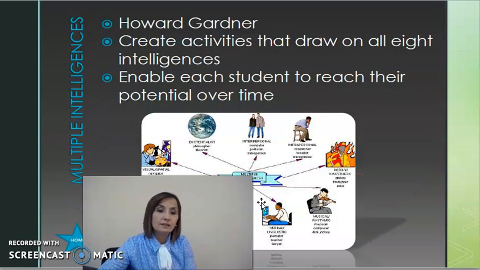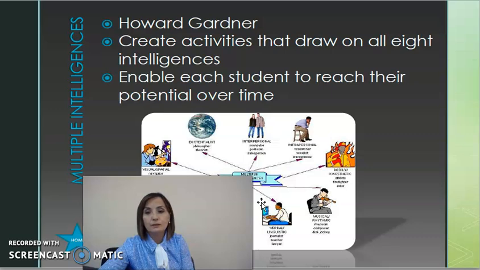The next one, multiple intelligence. Howard Gardner. Create activities that draw on all 8 intelligences. Enable each student to reach their potential over time.